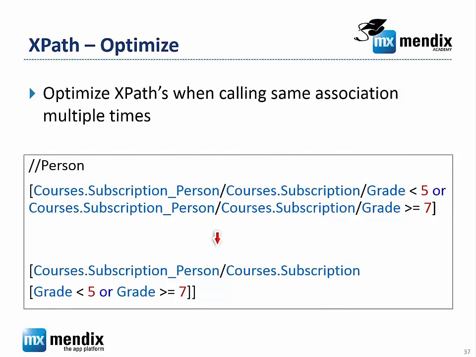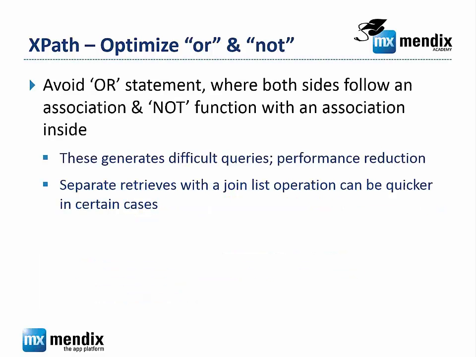So what do I mean by optimizing? This is a simple example. So you're trying to retrieve people who are subscribed which have a grade of less than 5 and greater than 10. So instead of going over the association twice, it's better to restrict it into once. And again, you want to avoid OR statements and not functions because they can generate very difficult queries, and of course performance can be reduced.